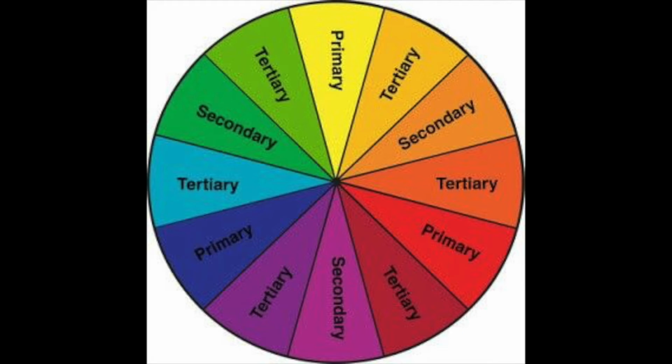On the other hand, if we mix a primary of blue with a secondary of green, we will get blue-green. If we mix a combination of a primary yellow with a secondary of, let's say, green, we will get a tertiary that is yellow-green.